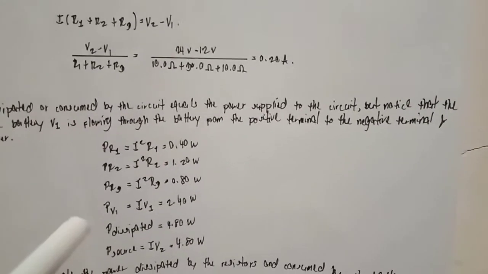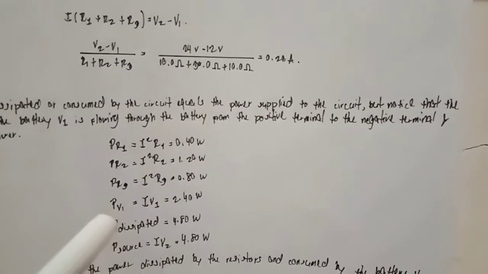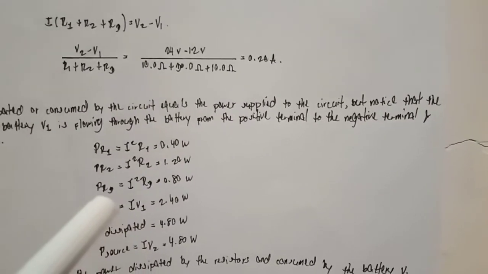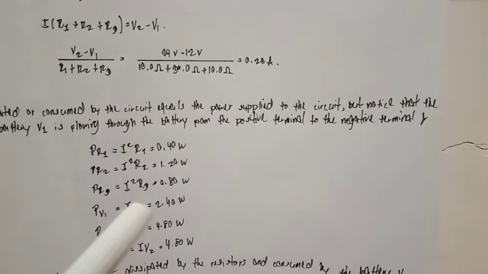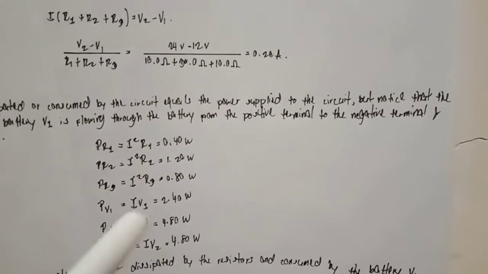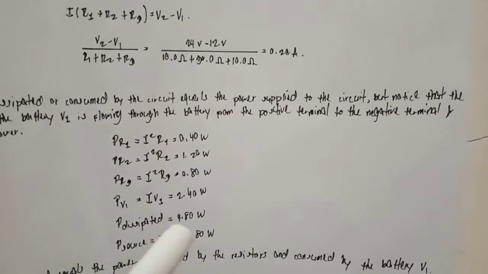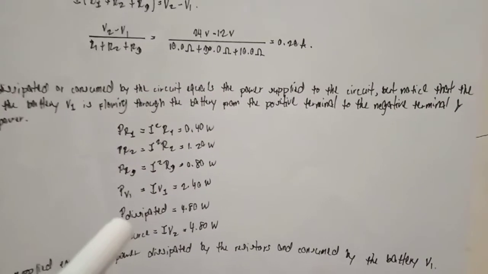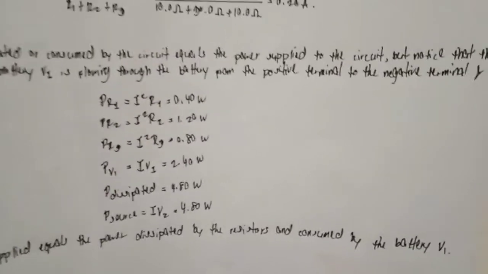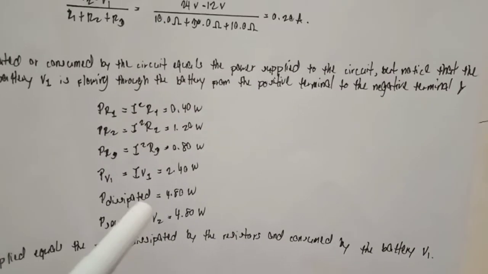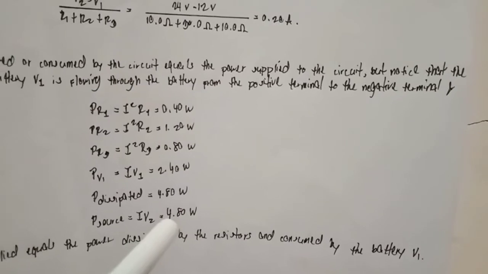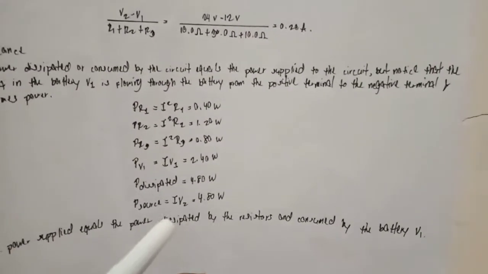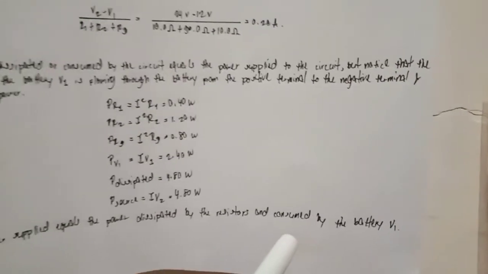P of V sub 1 is equal to I V sub 1, which is equal to 2.40 watts. P dissipated is equal to 4.80 watts. P of the source is equal to I V sub 2, which is equal to 4.80 watts. The power supplied equals the power dissipated by the resistors and consumed by the battery V sub 1.